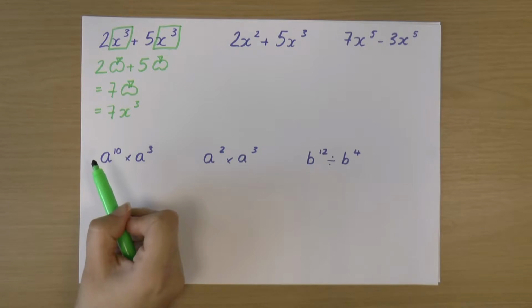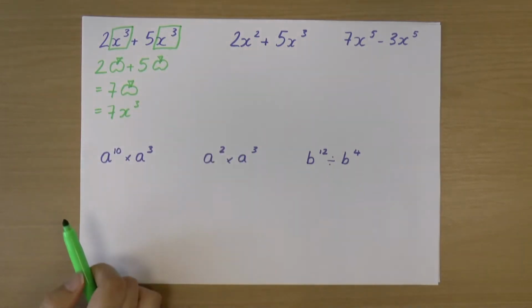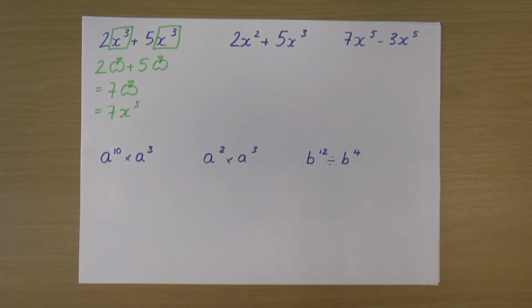So when I'm being asked to add indices, I need to check that the letter's the same, the index is the same, and then I'm just adding numbers of lots of that.